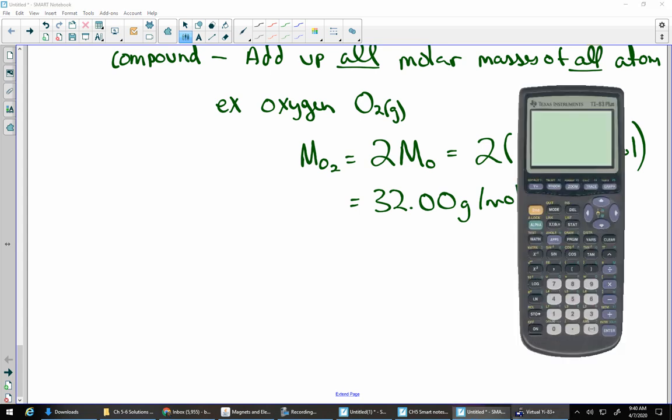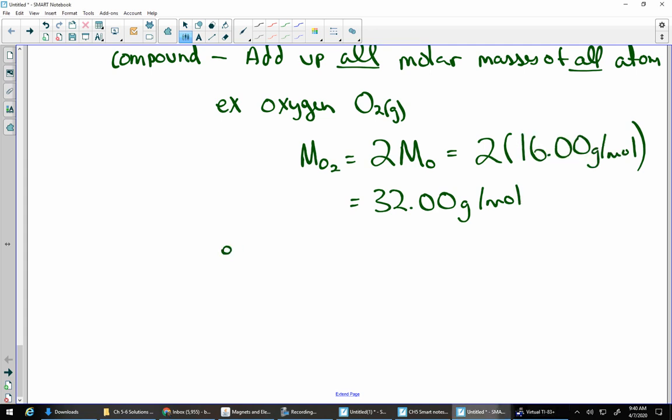Now that being said, you do not need to show this much work. Not by any means when you're calculating molar mass. When I'm doing this, I literally look at my data sheet. I say, okay, I need 2 oxygens. I look at my oxygen. I say, okay, well, it's 2 times 16 is 32 grams per mole. That's the amount of work that you need to show once you get really good at this.